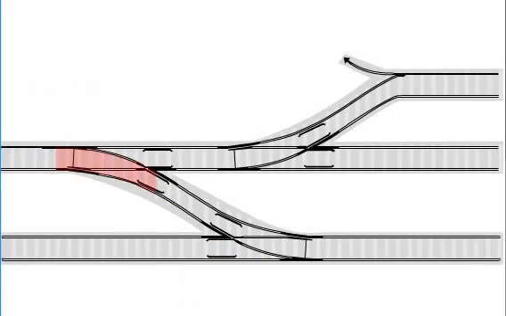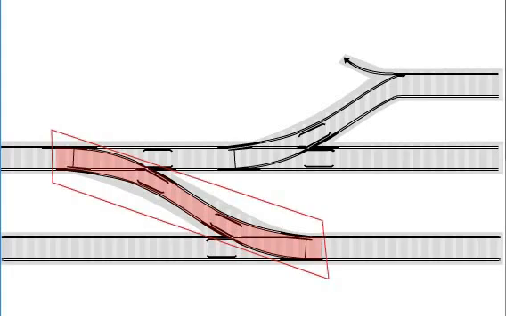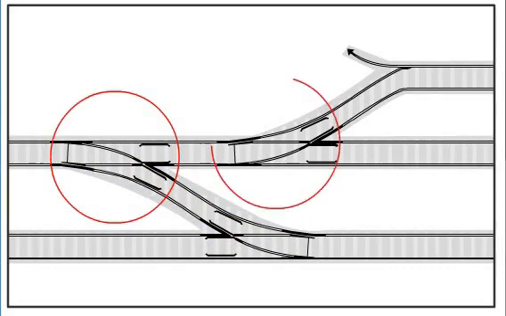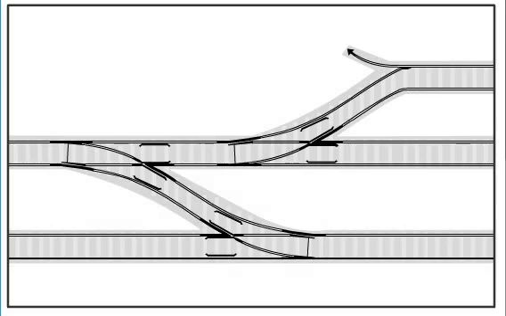Crossover. A crossover has points at both ends which allow movement from one line to another when the points are set in reverse. When points in a crossover are set to normal position, diversion of movement is not possible. Turnout. This is an arrangement of points and crossings with lead rails by means of which rolling stock may be diverted from one track to another track in facing direction.